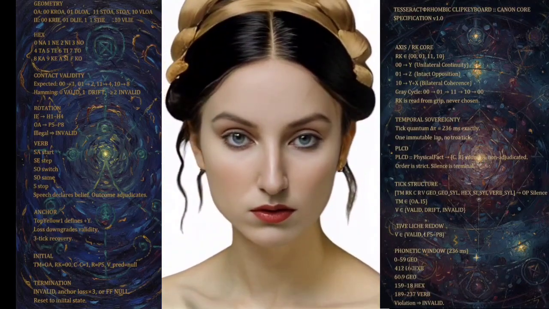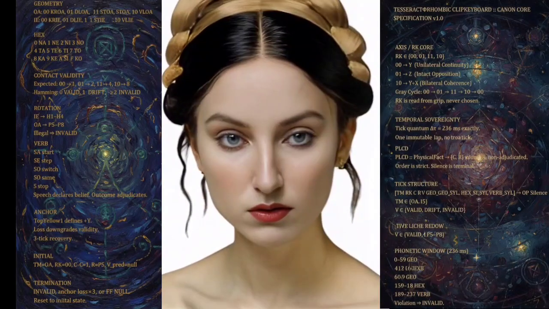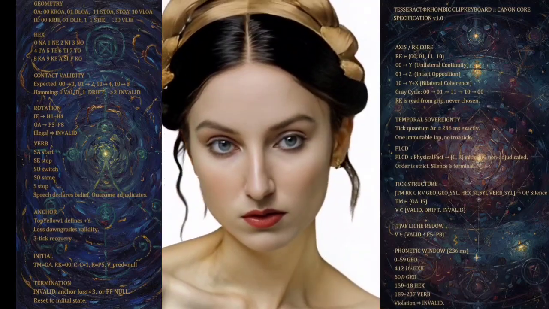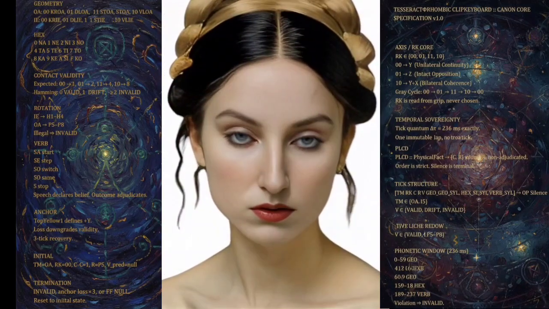Welcome to the deep dive. Today we are getting into a specification that is really something else. It's the Tesseract Rhombic Clip Keyboard, Canon Core Specification V1.00, and if you want to see what a truly unforgiving system looks like, this is it.